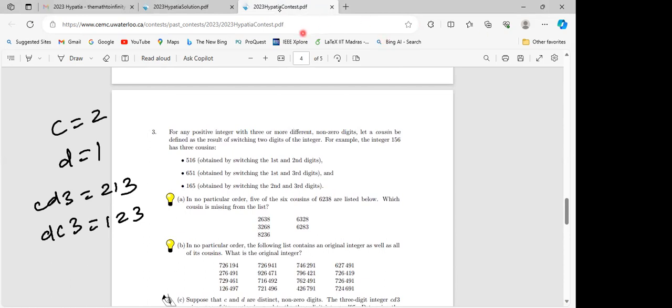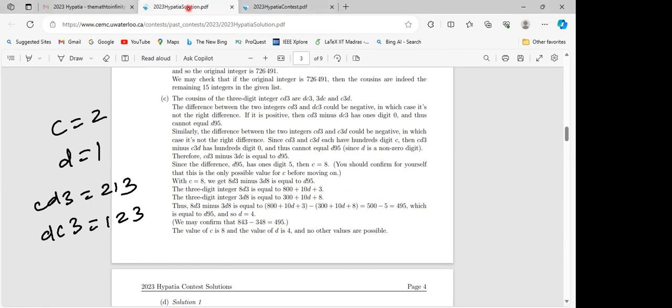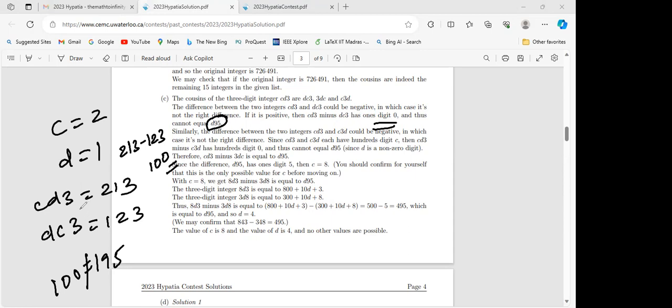Wait a minute. Let me check the question. They said it is a non-zero integer, but they didn't give anything about the comparison. Okay, so now if you subtract them, 213 minus 123, that would give you 100. So you are getting the units digit value as 0 here. And thus it cannot equal D95. D95 means 195. Do you follow? Yeah.